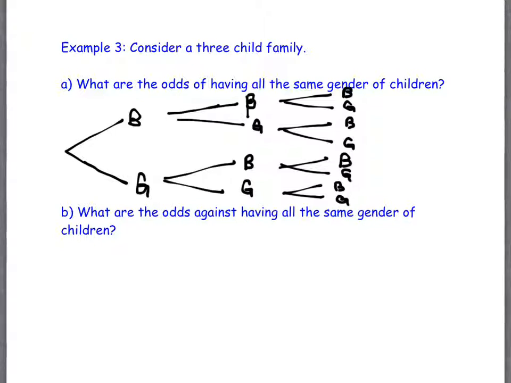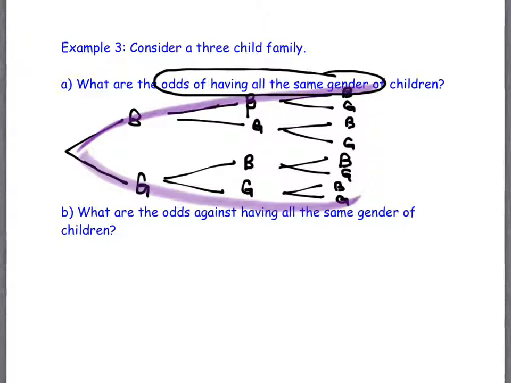Right, so looking at my tree diagram, what I'm comparing is the number of ways I get all the same gender to the number of ways I don't. So where on my tree diagram do you see all kids the same gender? Top branch, all boys, and bottom branch is all girls. So how many ways can I get all the same gender? 2. How many ways do I get different genders? 6. So this is odds of the same gender. So what we're looking at is the number of ways that are the same gender compared to the number that are different genders.